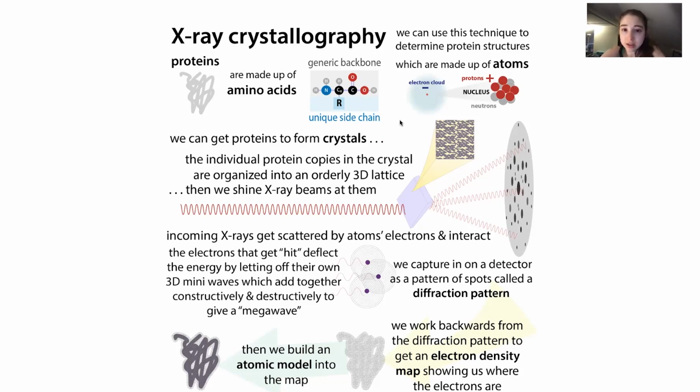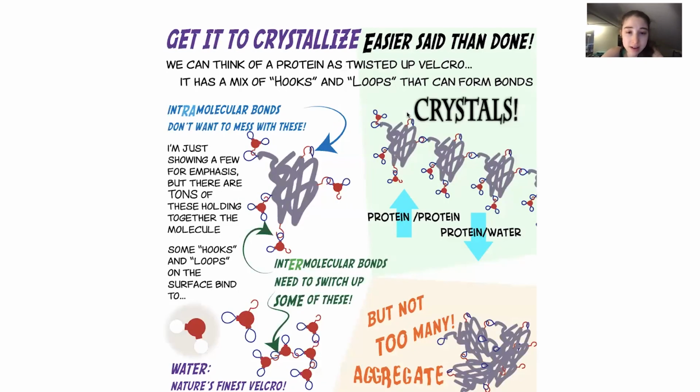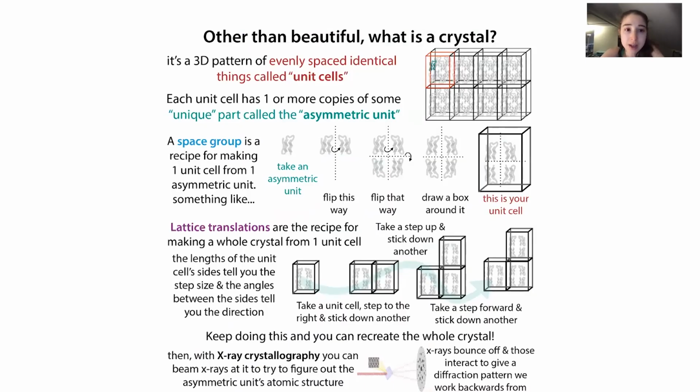We have to get the proteins to crystallize. Basically this means we have to take these proteins that are floating around in solution, and they're really happy, hanging out with water. We have to make them give up some of their water bonds to form crystal bonds. And they do this in an orderly manner. And when they do this in an orderly manner, we get what we call a crystal.